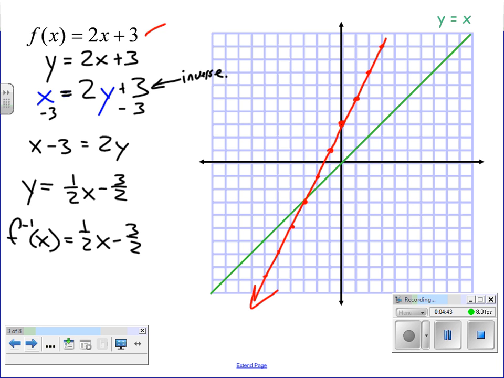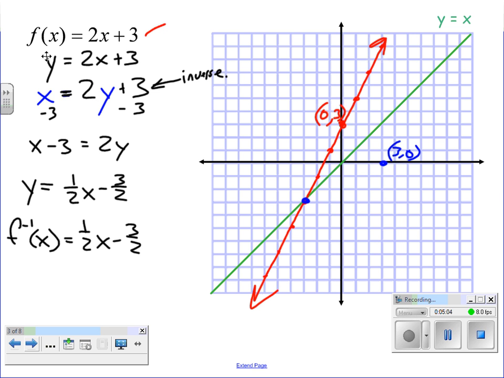Now, just looking at what I have here, I'm just going to guesstimate on some of these points. Notice this point right here is (0, 3). So I know my inverse is going to have the point (3, 0). And notice it is going to intersect where it touches the inverse line, okay, the identity line.